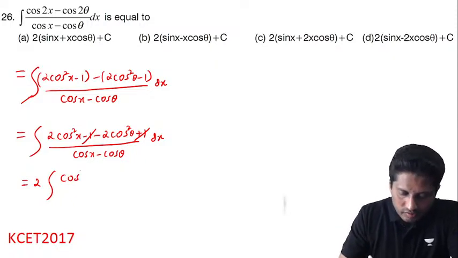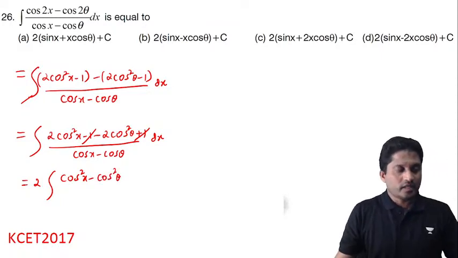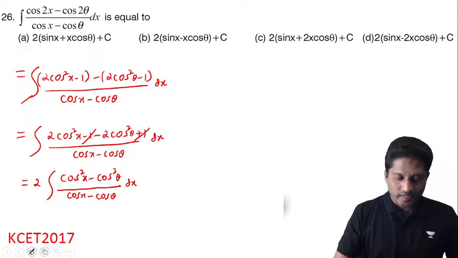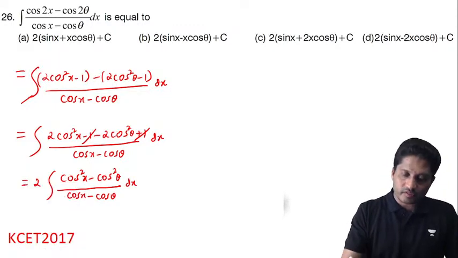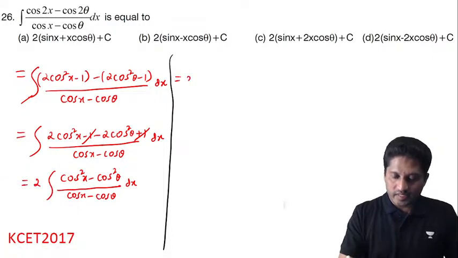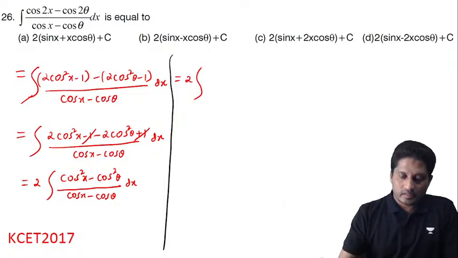Can be written as 2 cos square x minus cos square theta, right, and whole divided by cos x minus cos theta and then dx. Since we are integrating with respect to x, theta will be constant. Okay, so 2 is a constant. NCERT exercise question only. 7.3, this problem is there.